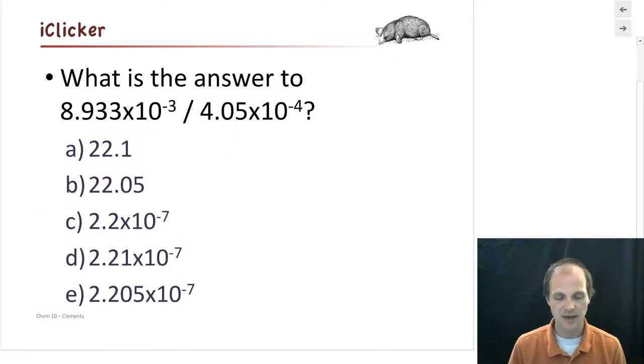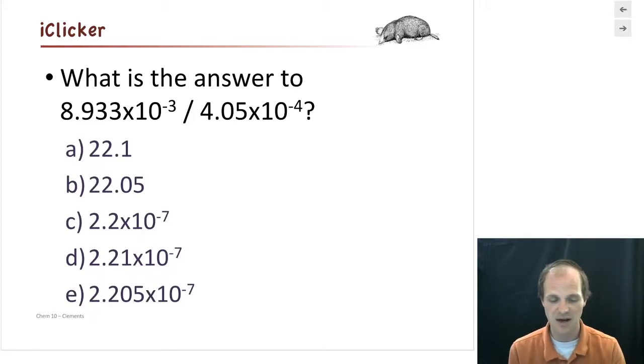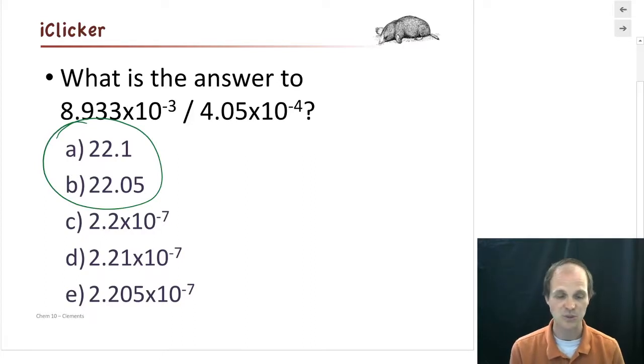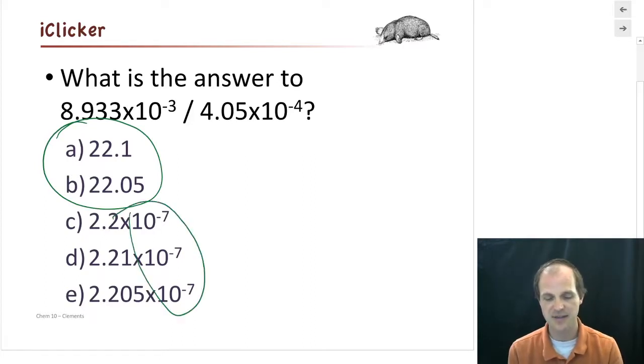Here's another one. We've got 8.933 times 10 to the minus third divided by 4.05 times 10 to the minus fourth. Good one to put in your calculator and try out using the built-in scientific notation of your calculator. Go for it. Okay. Hopefully when you did that, you got something on the order of 22. If you got times 10 to the minus 7th, that means you were entering the number wrong into your calculator, not using the built-in scientific notation correctly.